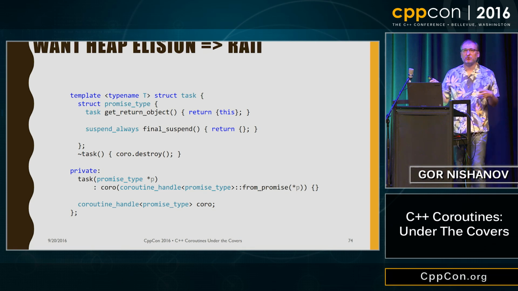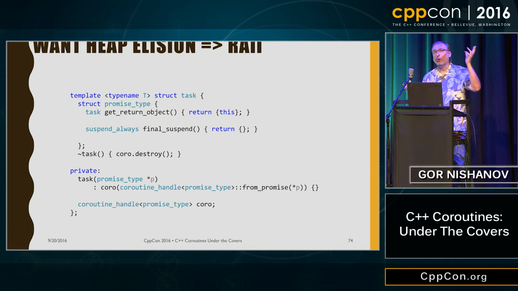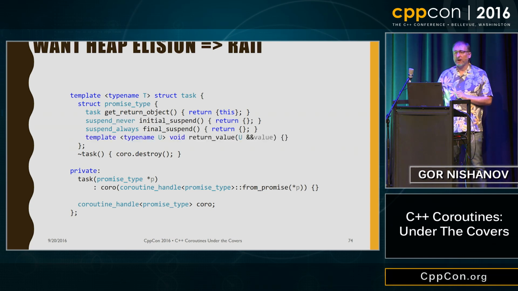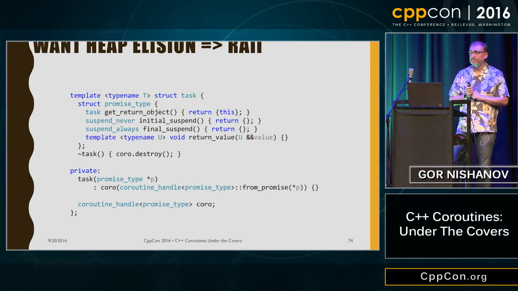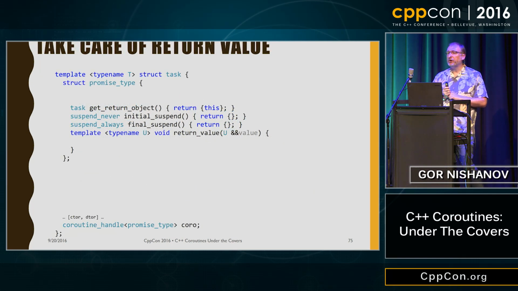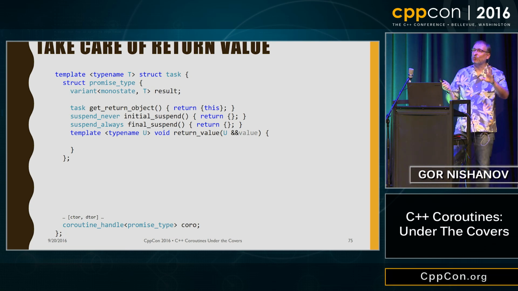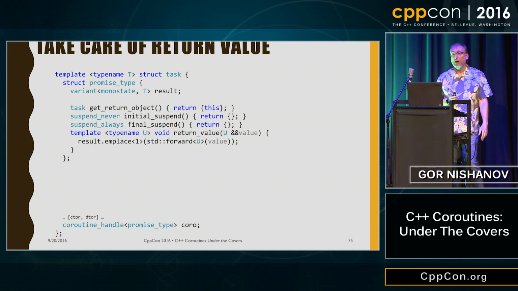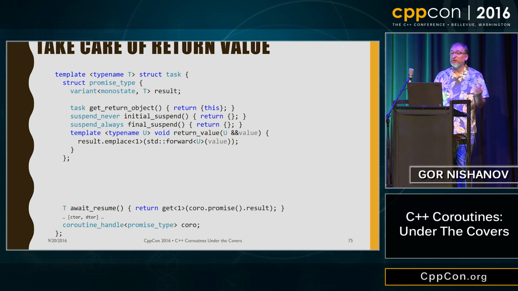And again, as was shown earlier, you don't want the coroutine to run all the way to the end and destroy itself. You need to say in the final suspend, please suspend. And then there are a few other functions which we are not interested in at the moment. So to take care of the return value, we are going to put that variant that stores either a value or nothing in the promise type itself. In return value, we will emplace the value into that variant. And in await resume, we will extract that value and return it.